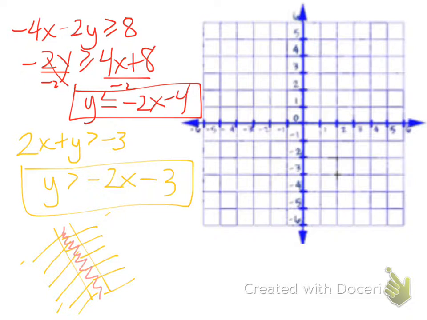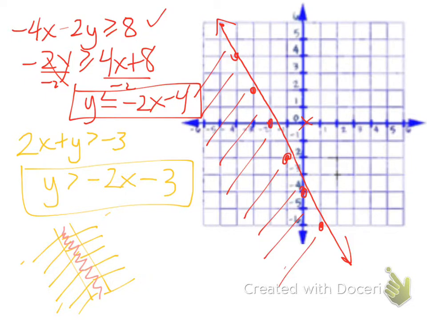So let's go ahead and graph both those lines. Pause the video and go ahead and do that. So when I graph this first line, and now I pick a test point of 0, 0, and if I plug that into the original equation, 0 minus 0 is greater than 8. And that is false, so I'm going to shade to the left.